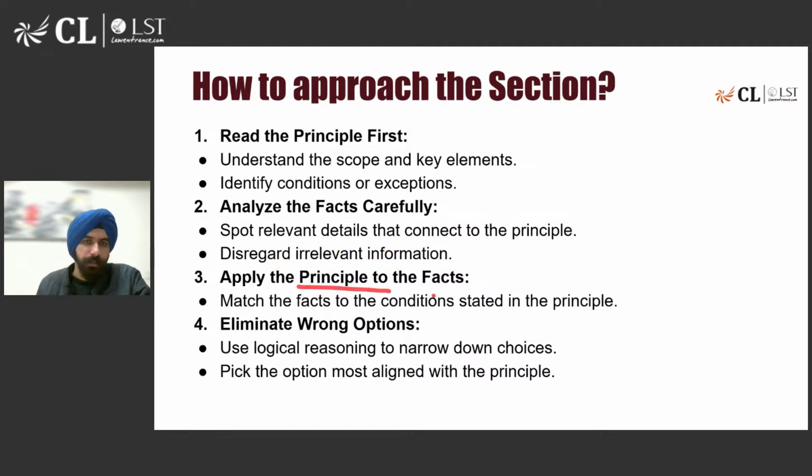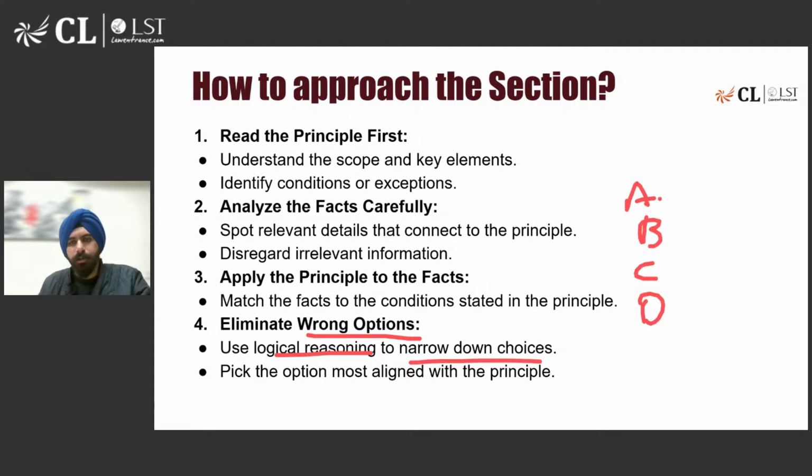Then, of course, applying the principle to the facts, matching the facts to the conditions stated in the principle, eliminating wrong options, and using your brains, using your common sense, logical reasoning, critical thinking to narrow down your choices. There would be 4 choices, A, B, C, D. Out of that, in most of the cases, you would be able to eliminate, let's say, 2 choices, A and D. And then you would obviously focus your energy on 2 options, option B and option C.